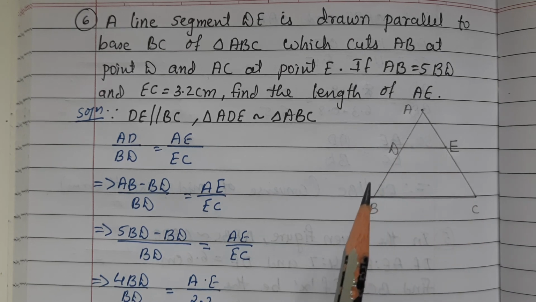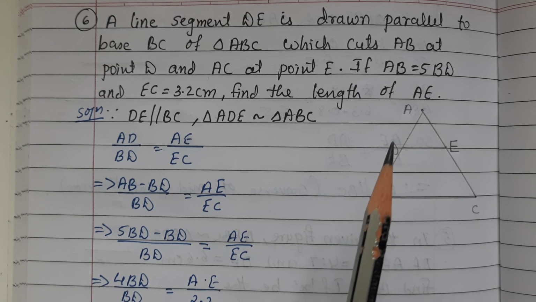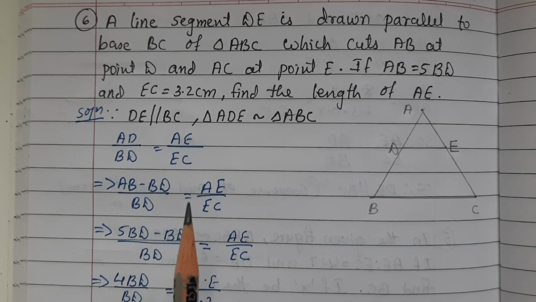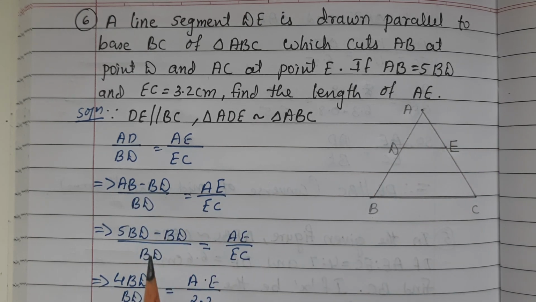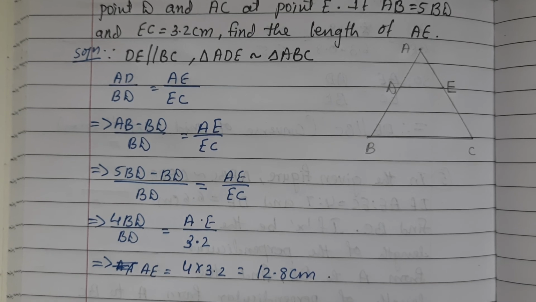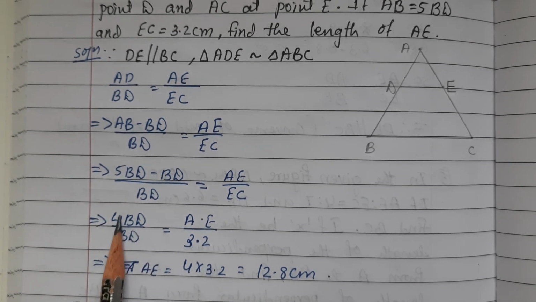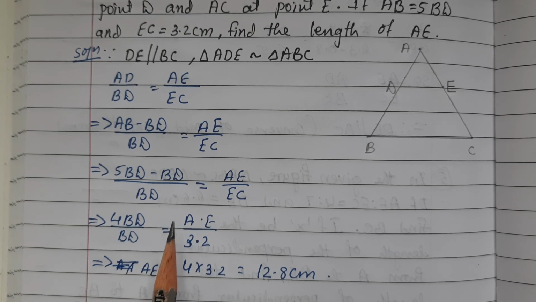What is AD? AD is AB minus BD. So AB minus BD upon BD is equal to AE upon EC. AB is equal to 5 BD. 5 BD minus BD upon BD is equal to AE upon EC. 5 minus 1, that is 4 BD. 4 BD upon BD is equal to AE upon 3.2. BD gets cancelled. 4 into 3.2 is equal to AE. Therefore AE is equal to 12.8 centimeter.